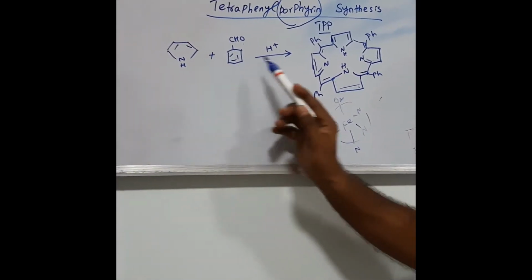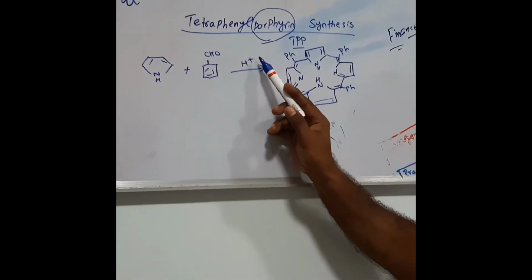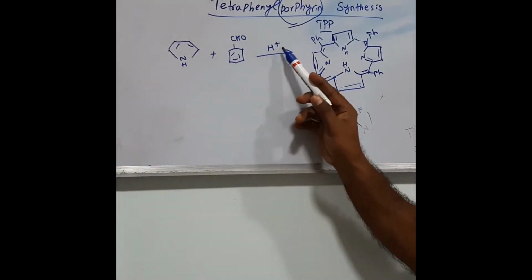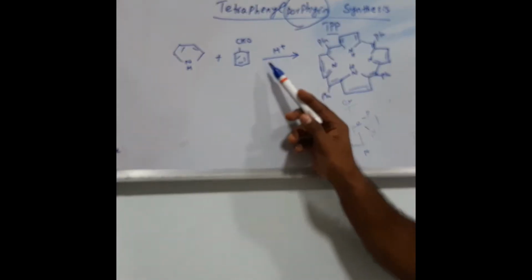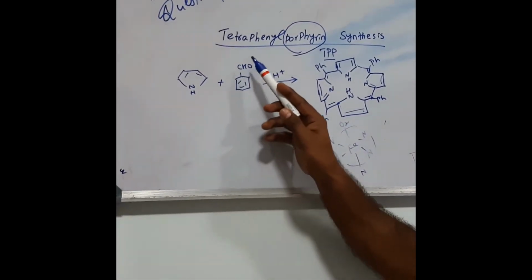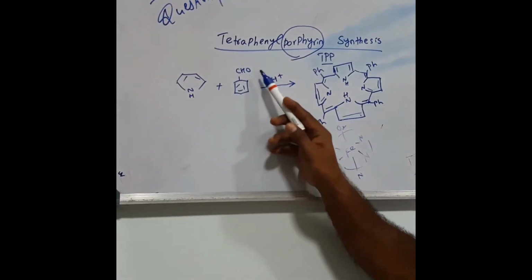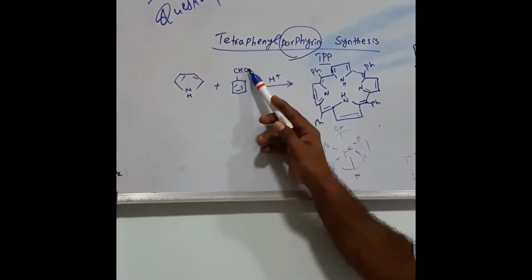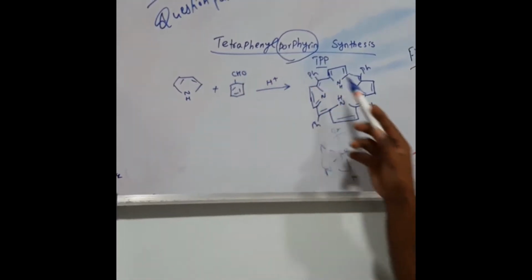Normally it is carried out in the presence of acid. Normally what we do is use propionic acid. Propionic acid is a mild acid which can protonate the aldehyde, and once it is protonated, the electrophilicity of this aldehyde is enhanced, so it can easily attack the pyrrole and form these molecules.